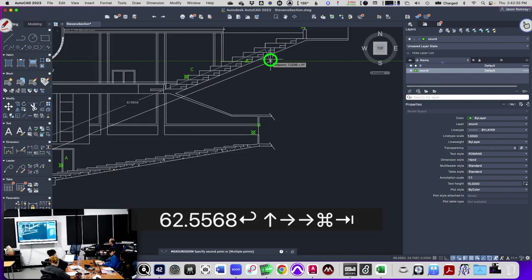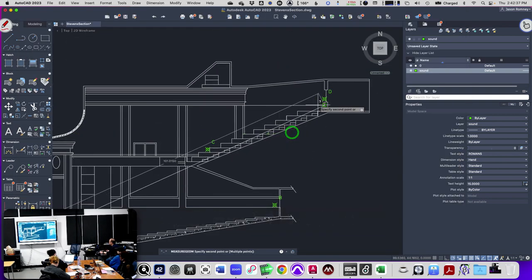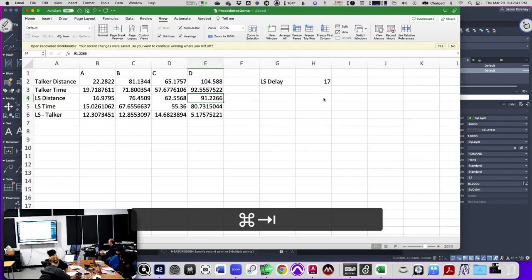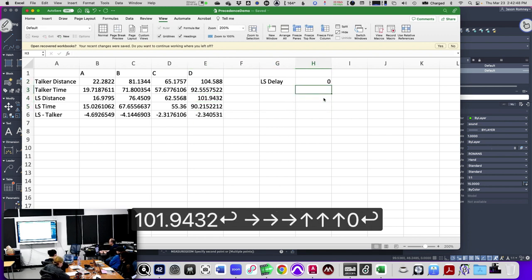And to seat D is 101.9431. And let's get rid of the delay for a sec.